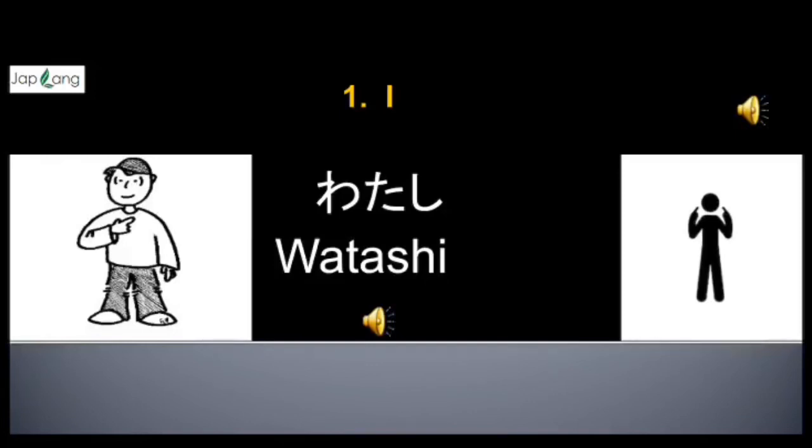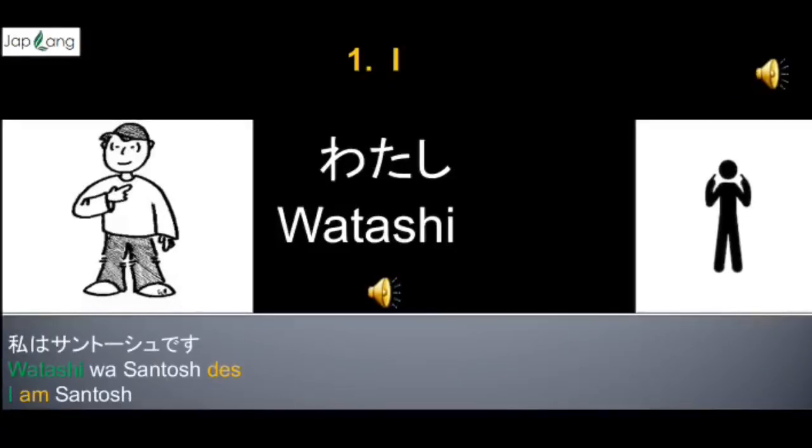Watashi. Okay, the example sentence would be: watashi wa Santosh desu. Watashi wa Santosh desu, which means I am Santosh. You can see the color coding here. Watashi is in green color, and I have also marked it in green color. So the color code is the same for the Japanese and the English meaning.